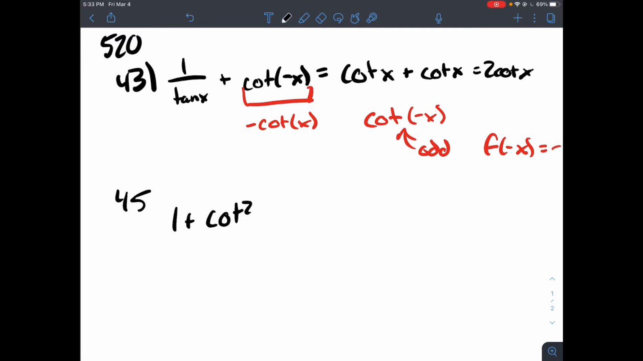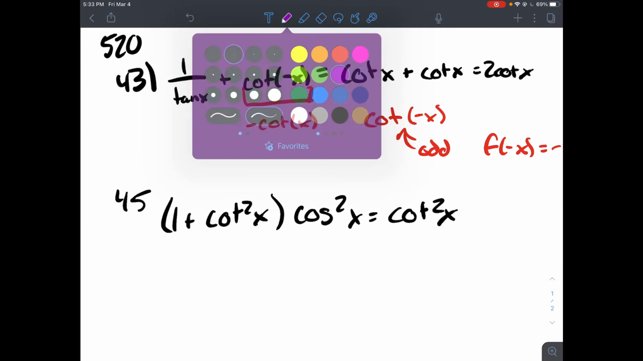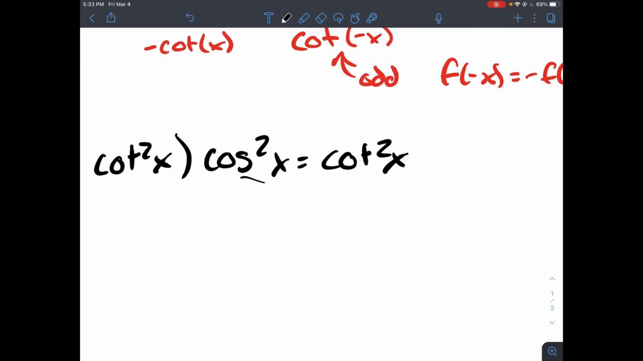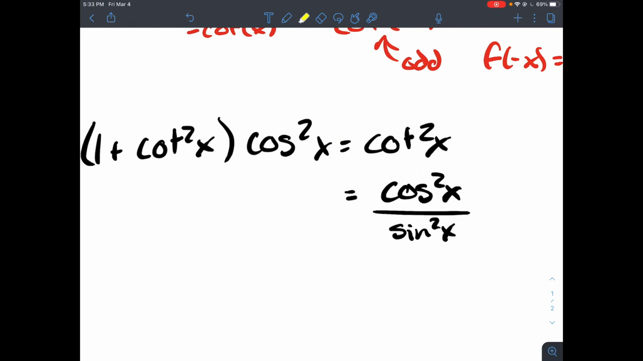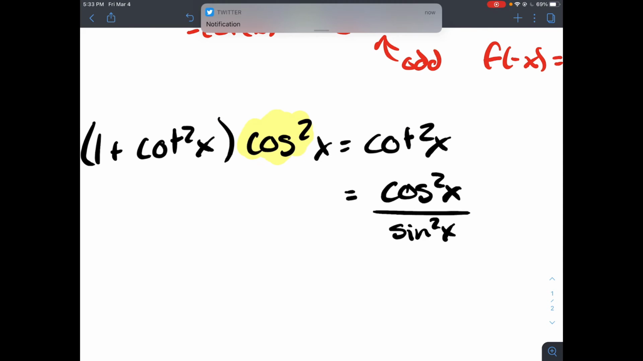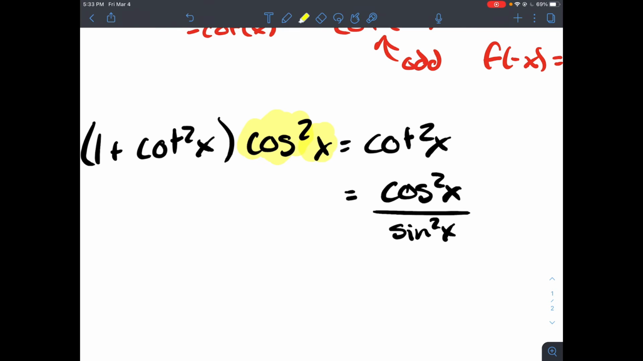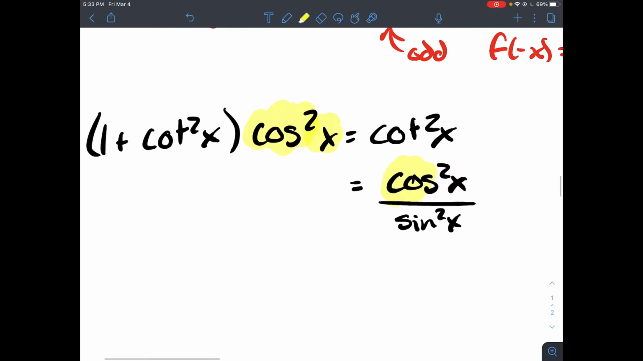1 plus cotangent squared x times cosine squared x is equal to cotangent squared of x. Alright, so I'm going to try to think of a different way to think about this problem. So I have a cosine squared on the left, and I know that cotangent is cosine squared over sine squared. So I already have this cosine here, and it's on the top. I got rid of it this time. Go me. So now, somehow, I need to get a sine in the bottom.